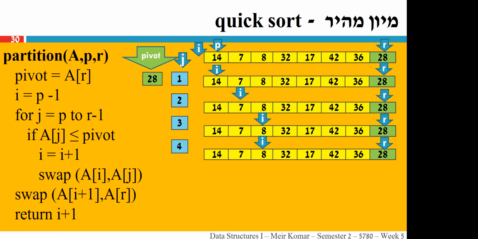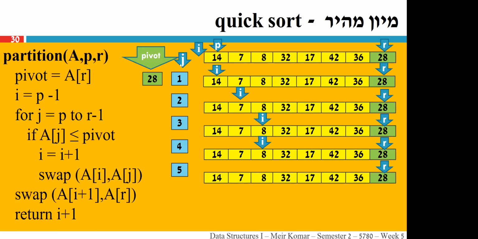AJ is not less than the pivot. AJ, this 32, is not less than 28. So don't do anything. Okay, let's see what happens. Now, J is equal to 5. This is 1, 2, 3, 4, 5. 17. Are you less than the pivot? Yes. I is equal to I plus 1. This is I now, correct? Correct. That's I. Swap AI with AJ, and now look.